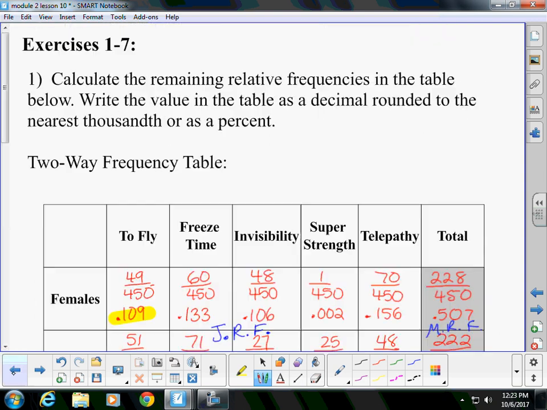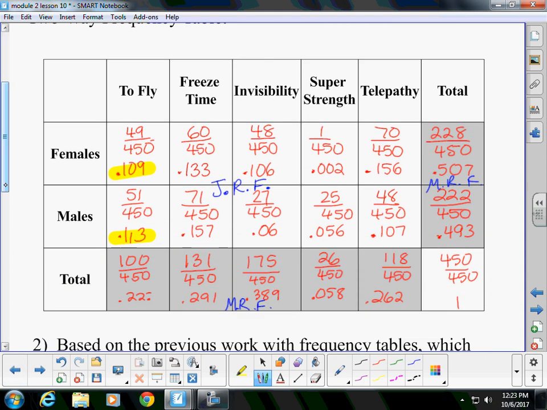So let's look at freeze time. For freeze time, the first thing I noticed is that 60 of the females and 71 of the males chose it, so he might have selected it because more males liked it. But even more than that, if you look at those numbers, 60 and 71, those numbers are higher overall than most of the other powers. Now, Jill's saying telepathy, and she's seen 70 females, but it's only 48 males. And I think that's why Scott doesn't like that answer.